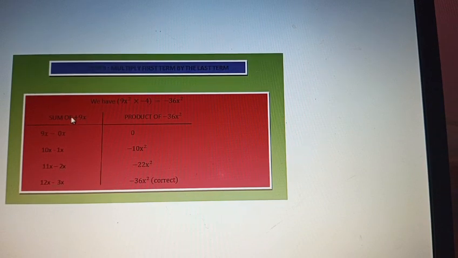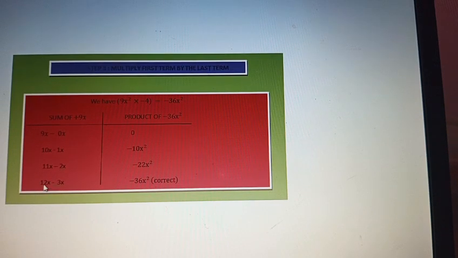Then for the second term, we are looking for two numbers that add to give us 9s, and when we multiply them, give us minus 36s squared. Another way of writing plus 9s is 9s minus 0s, which still gives us plus 9s, and 9s times 0s is 0. Then we increase this one to 10s minus 1s, which is still 9s, and 10s times minus 1s gives us minus 10s squared. Then 11s minus 2s is still 9s, and 11s times minus 2s is minus 22s squared.